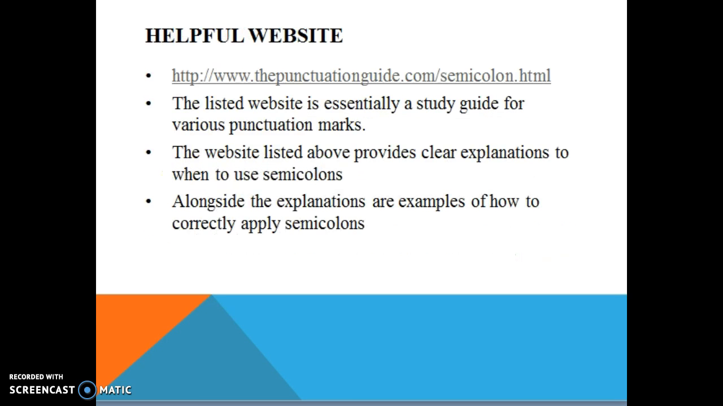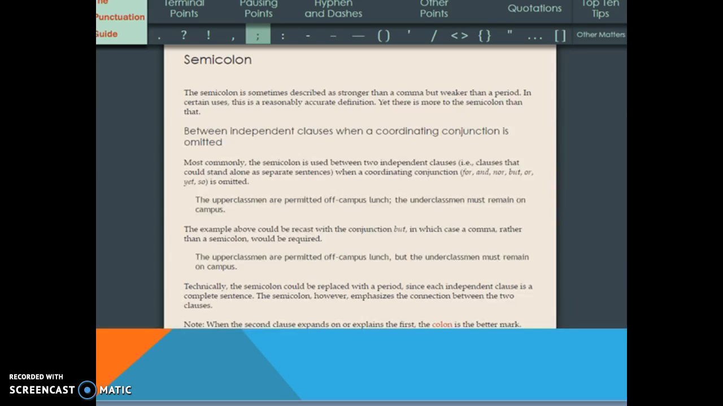Here's a link to a website I found that can assist with semicolons and other punctuation marks. The site presents clear explanations of how to use semicolons and how to correctly apply them in your writing. As you can see, anyone can simply click on any type of punctuation mark, and its definition and how it's used will pop up and give anyone all the assistance they need.